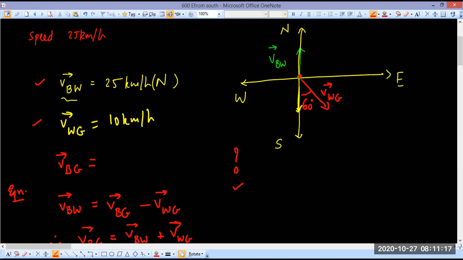Most of you are telling me only one method. What are the two methods? I'm making it very clear. What are the two methods to add? I'm talking about diagrams, okay? By components, of course, you can do that.